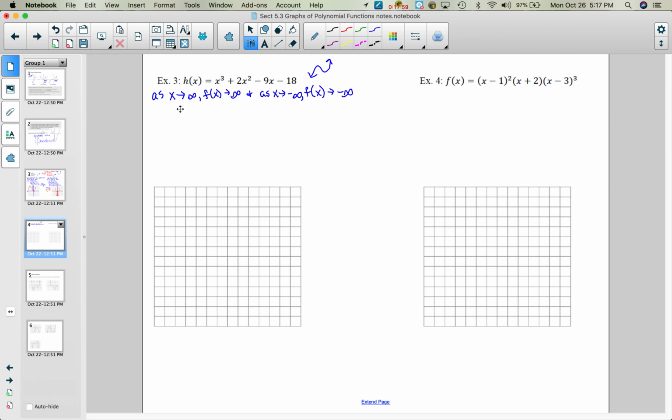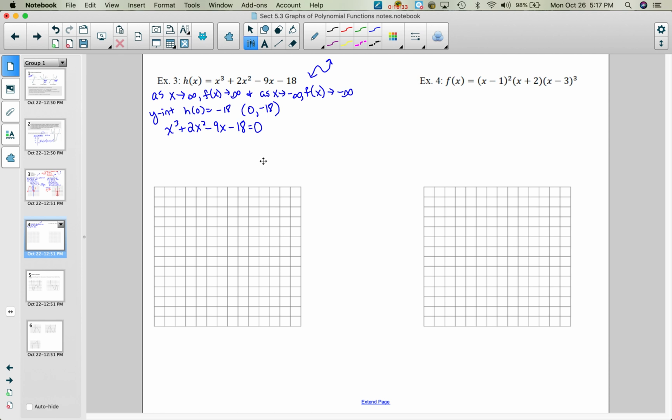All right, so then finding our 0s, if we find our y-intercept, if we plug in a 0, h of 0 gives me 0 plus 0 minus 0 minus 18, so it's -18. So this time my y-intercept is (0, -18). And to get my x-intercepts, I need to set x cubed plus 2x squared minus 9x minus 18 equal to 0. There is no GCF to factor out.